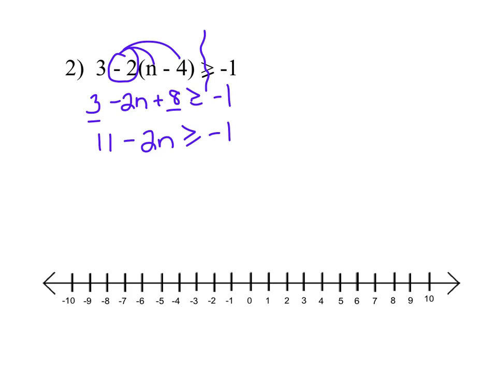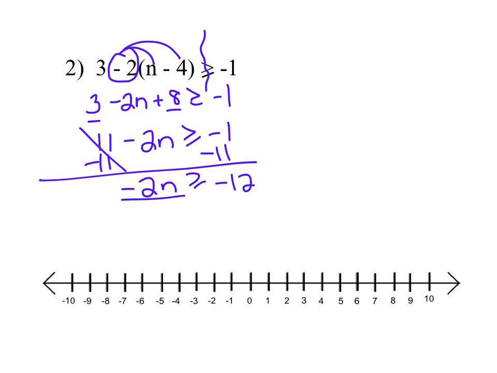Right, there's no variable to move. It's on the left side, so that's the side that I want it. Subtract negative 11, negative 12. Here I'm dividing by -2.